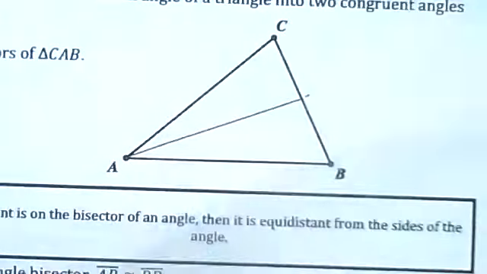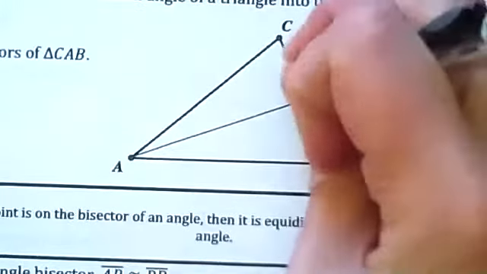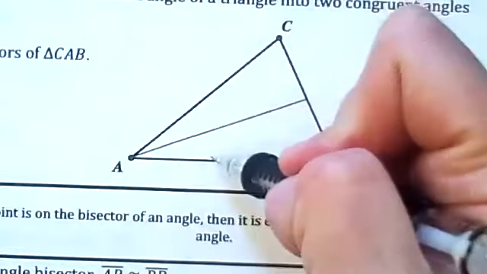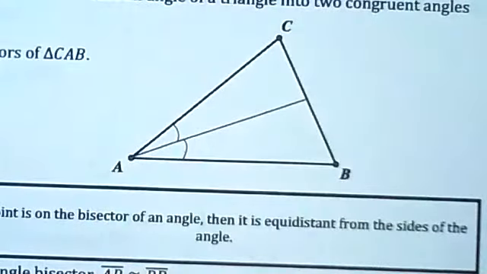As I make them, I'm going to mark which angles are congruent. So because this is an angle bisector, this was 40 degrees, remember? So I just made these 2 angles congruent. So I'm going to put a mark here and a mark here to show that those 2 are equal. Okay, now I'm going to do angle B.